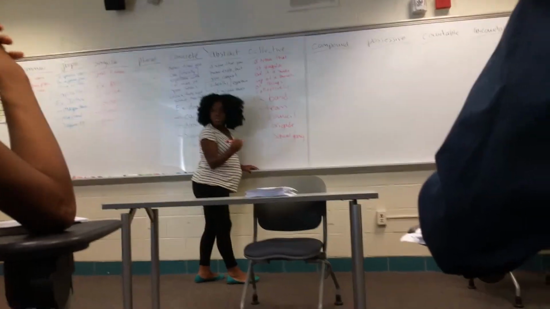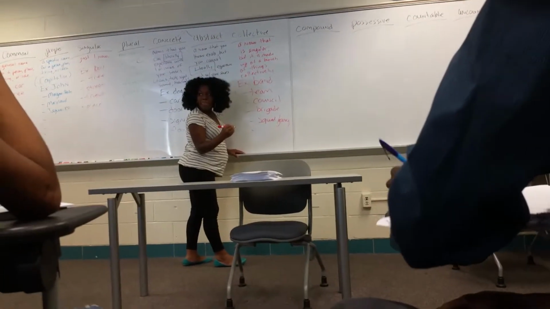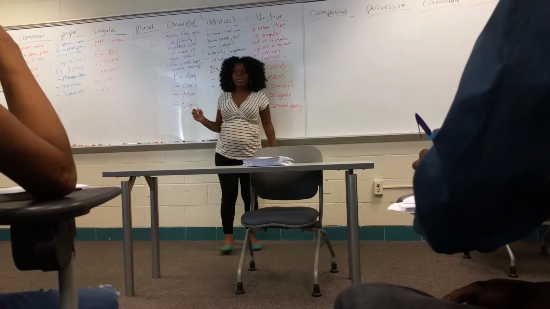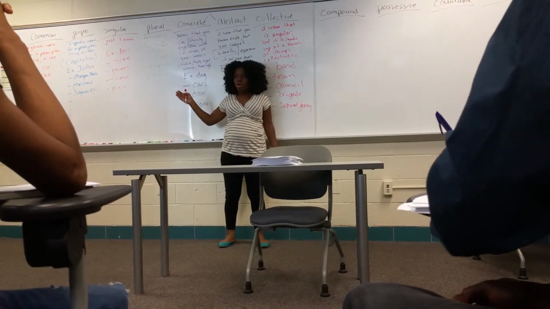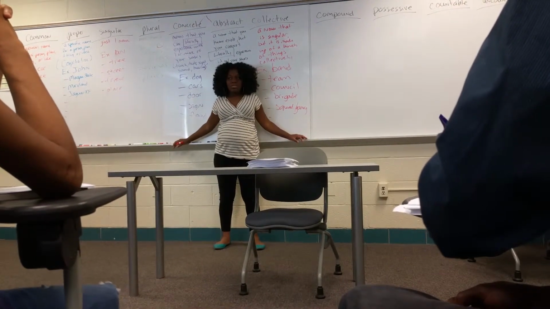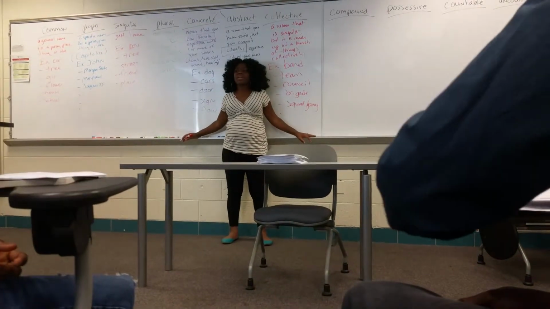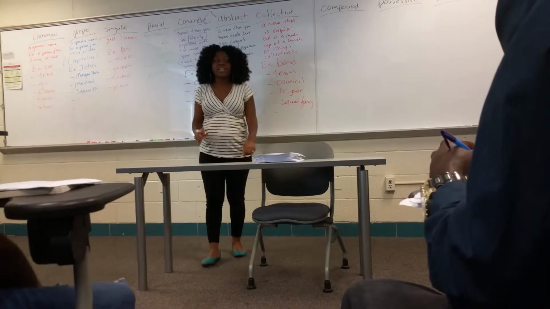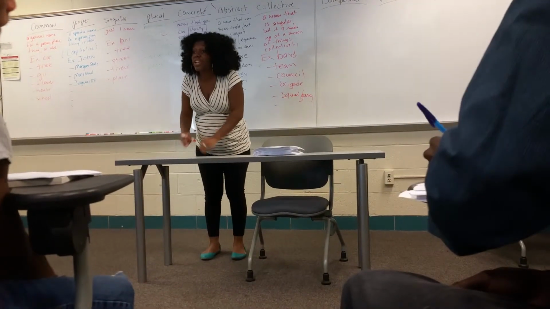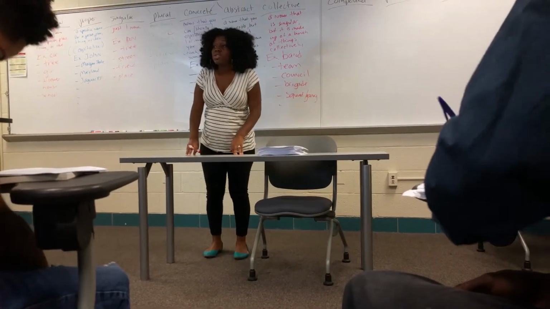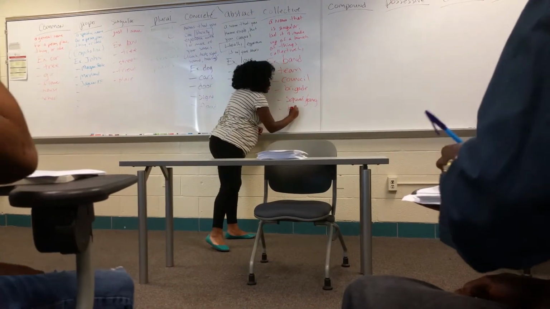Barrier. It's a barrier, like a wall. You may be right, but I'm still concrete now. I don't think it would be collective. In order for it to be collective, it has to be made up of a bunch of individual people or things. So for example, a herd.